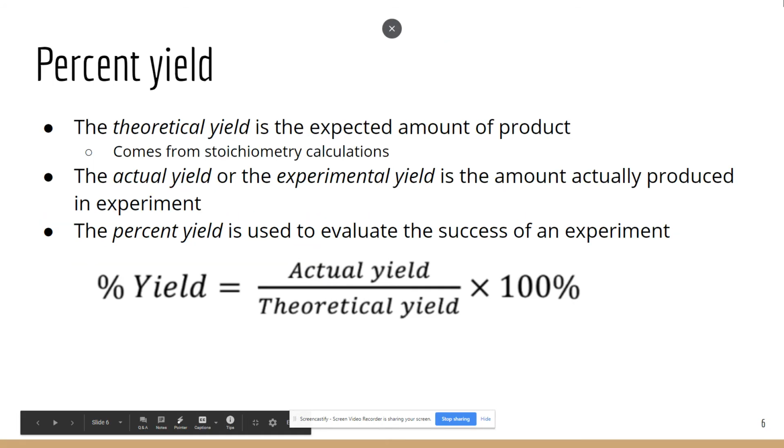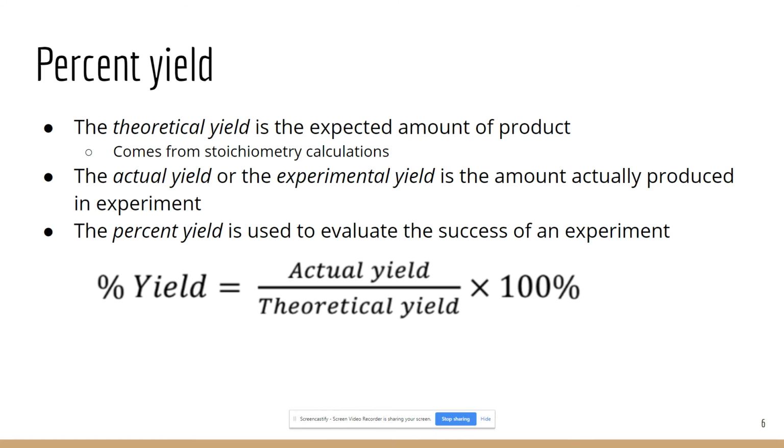Pause here. So we've already discussed theoretical yield. It's just the expected amount of product, but experimentally, you don't typically get exactly 100% of that. So the actual yield or the experimental yield is the amount that you actually get in experiment, and the percent yield is just actual over theoretical times 100.